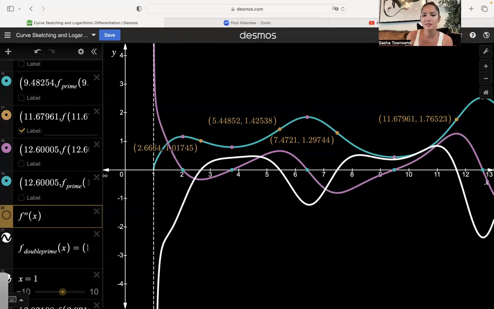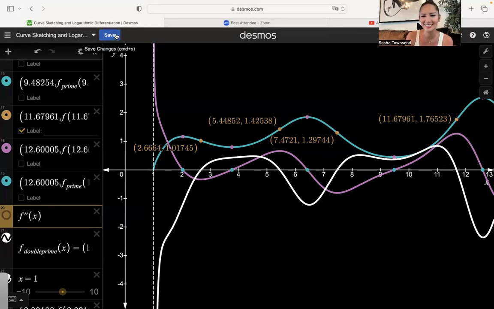F double prime gives us some indication of concavity and points of inflection, and f prime gives us an indication of when the function is increasing or decreasing, when the function has relative extrema. And we also notice that the relative extrema of the first derivative correspond to points of inflection of the original graph and zeros of the second derivative.